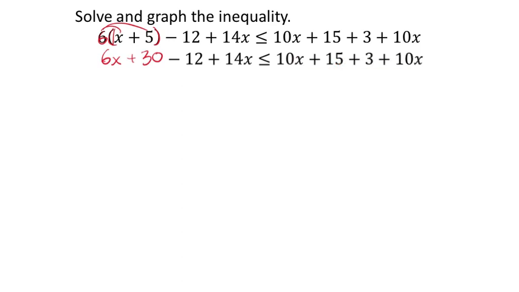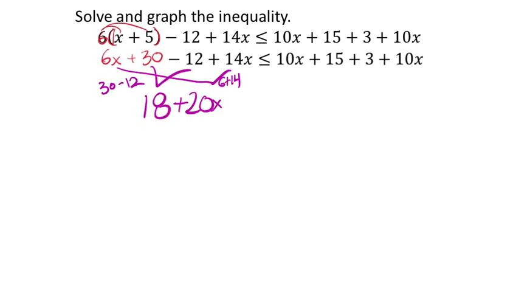And now that I've done the distribution, I'm looking for combining like terms. So here I've got my 6x and 14x's. So that'd be 6 plus 14x's, which would be positive 20x's. And then also 30 minus 12, which should be positive 18. Now, the order that I've written these in doesn't really matter. Some students would write this as 20x plus 18. That's not going to matter. And the inequality hasn't been changed yet either, or affected.